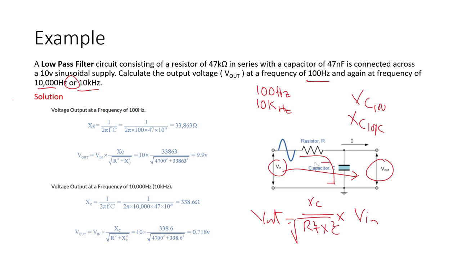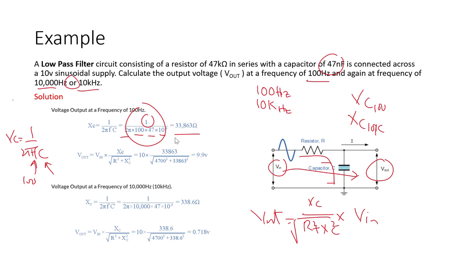Okay, now calculate XC 100. So for that we will use XC is equal to 1 over 2 pi f c, and f is 100 here. C is how much? C is 47 nano. So if you put these values in it, 47 nano multiply by 100 multiply by 2 pi and whole inverse, and we get this 33.8 K ohm. So this is our XC.